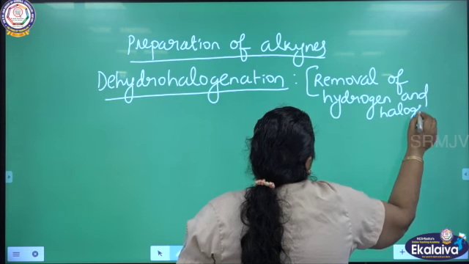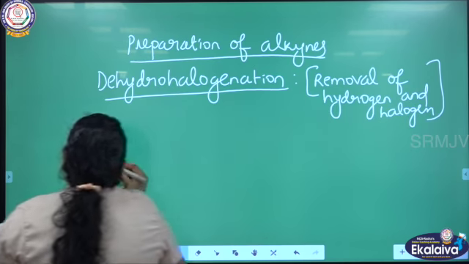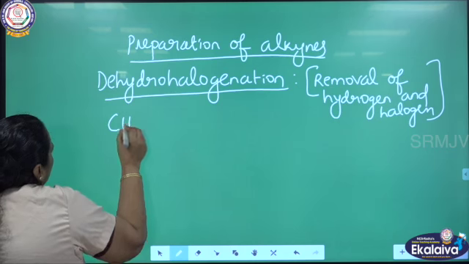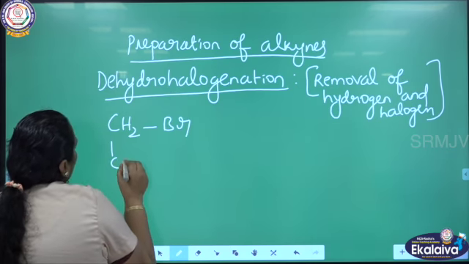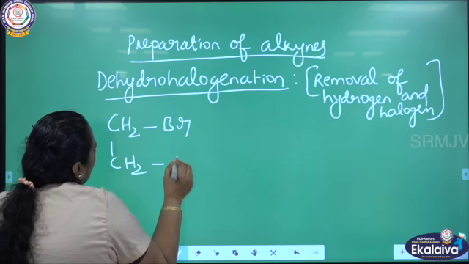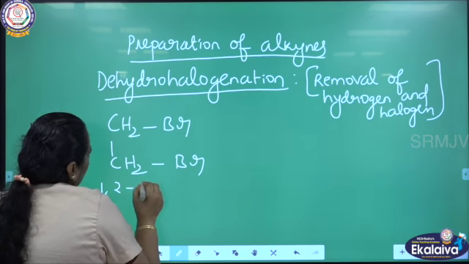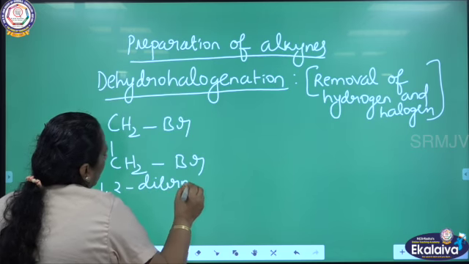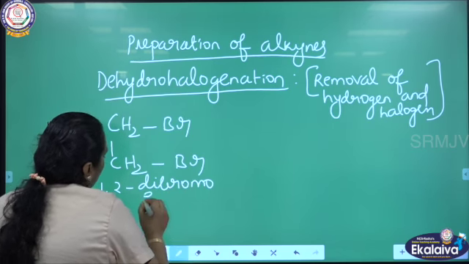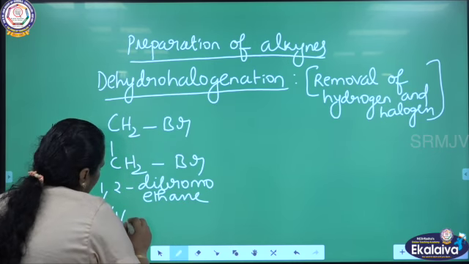So, what is the compound we are going to take here? Vicinal dihalide. CH2Br, CH2Br. What is the name of this compound? 1,2-dibromoethane. What is this actually? Vicinal dihalide.